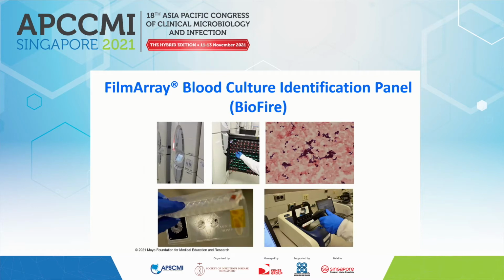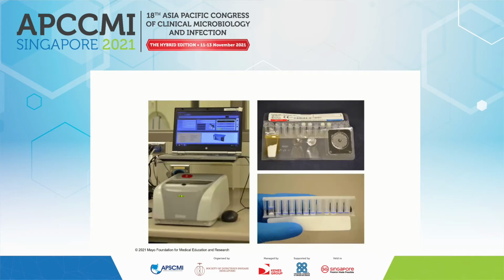They're pretty easy to run in the laboratory. This is an example of the FilmArray blood culture identification panel, but as I showed you, there are other companies that have panels. They're all pretty easy to use. In this case, you load up a little pouch with the material from your positive blood culture bottle, and you put that pouch on the instrument, and in about an hour, you get all of those results.